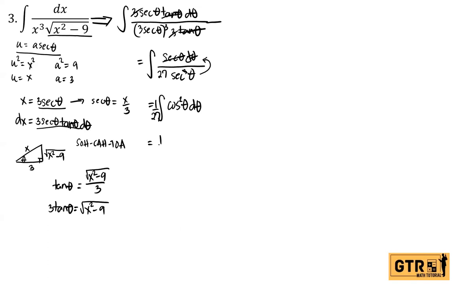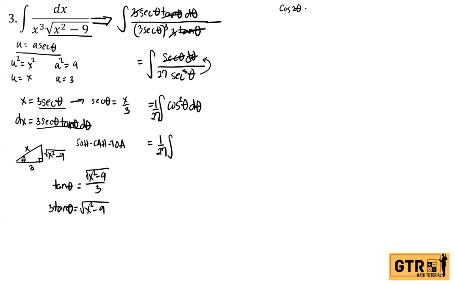So to evaluate this, we will use the identity for cosine squared theta. The identity for this is cosine squared theta is equal to 1 plus cosine... Or if you forgot the identity for cosine squared theta, it comes from the double angle formula, just in case you haven't memorized the identity. It came from cosine 2 theta.